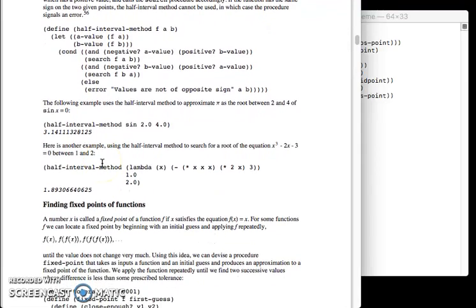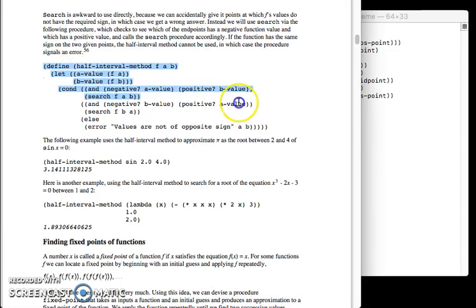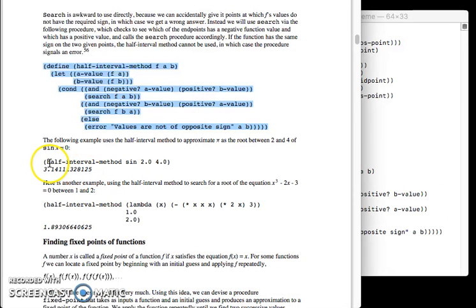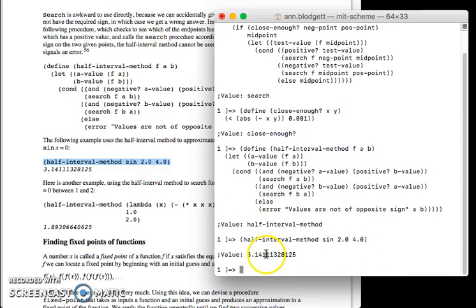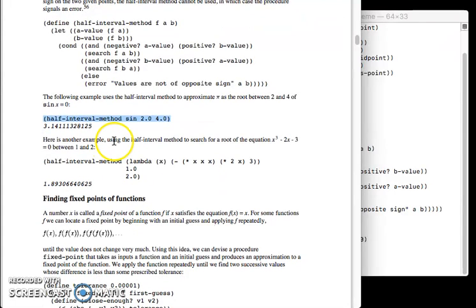The following example uses the half-interval method. Did I put that in there? No, I didn't. To approximate pi as the root between 2 and 4 of sine of x equals 0, let's do half-interval method, sine, 2 and 4, which gives 3.14111, whatever.